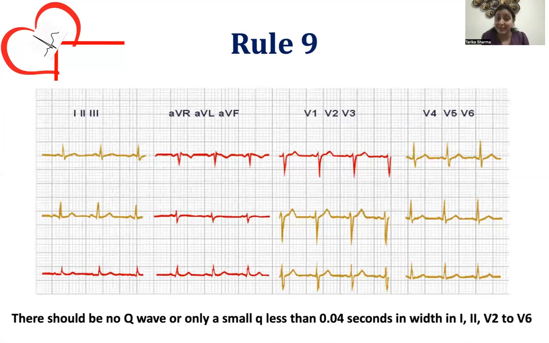As per rule number 9, there should be no Q wave, or if there is a Q wave, it should be very small. Kitna small? Less than 0.04 seconds. It means smaller than one small box, right? In width, in lead 1, 2, V2 to V6. अब इन्हीं की बात करेंगे अभी रूल नंबर 8, 9, 10 में. तो एज पर रूल नंबर 9 जो आपका Q वेव है, यहाँ पे Q वेव है P के पास में, तो या तो ये होना ही नहीं चाहिए, दिखना ही नहीं चाहिए. अगर ये दिख रहा है तो it should be less than 0.04 seconds. अगर उससे ब्रॉड है, उससे डीप है, it means it is not normal, right?